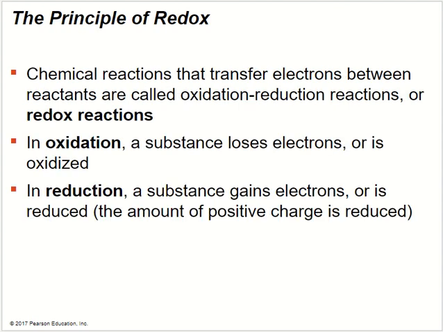The principle of redox: chemical reactions that transfer electrons between reactants are called oxidation-reduction reactions, or redox reactions. Looking at just the general chemical side, in oxidation, a substance loses electrons or is oxidized. In reduction, a substance gains electrons or is reduced. The amount of positive charge can be thought of as reduced.